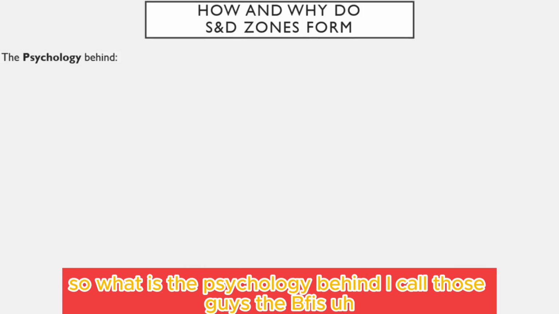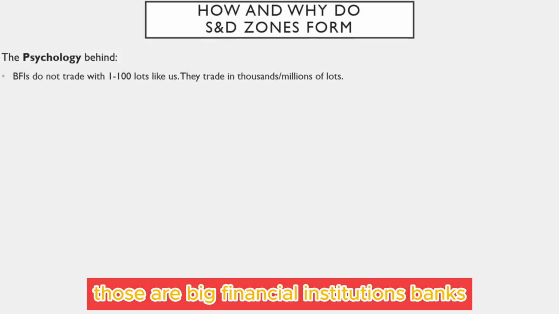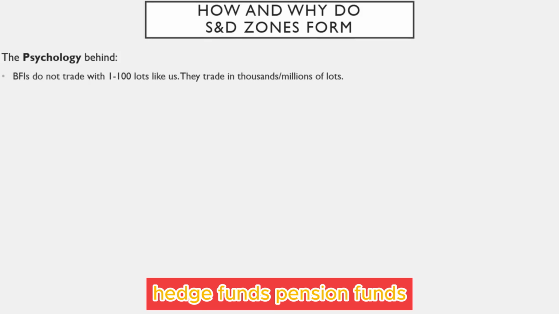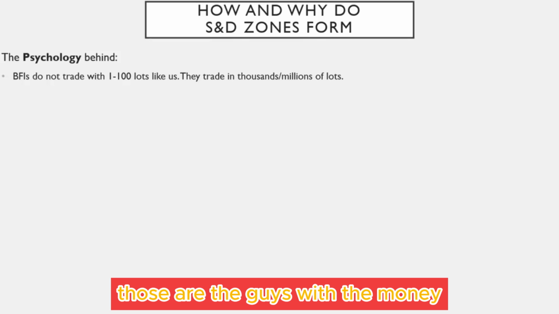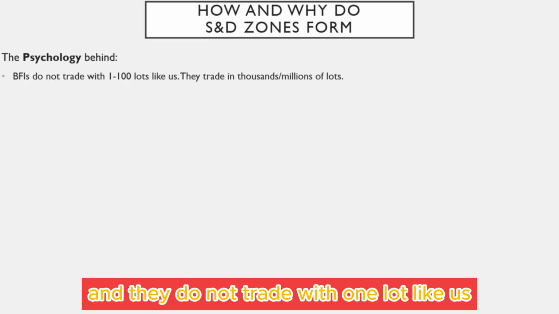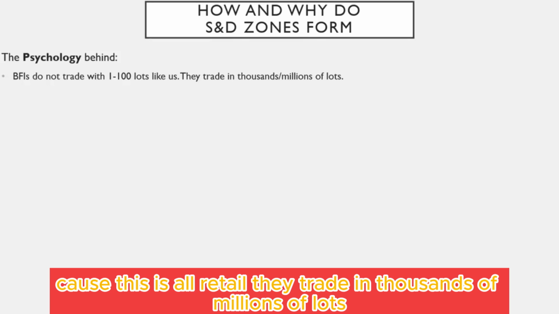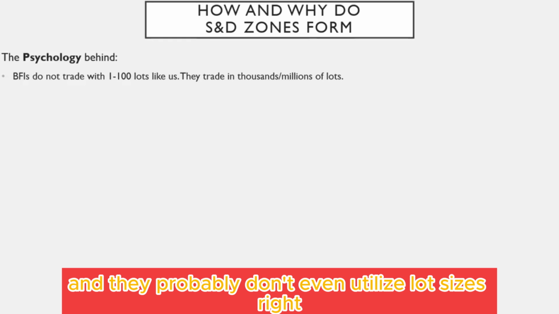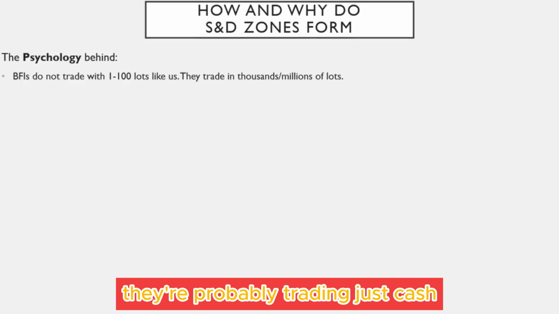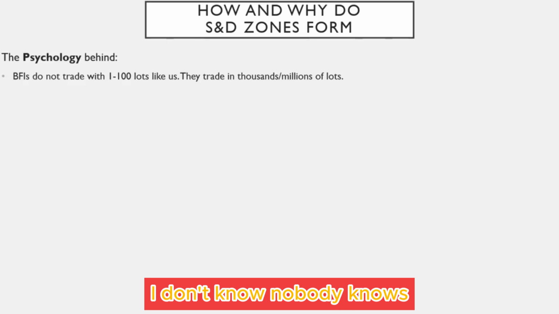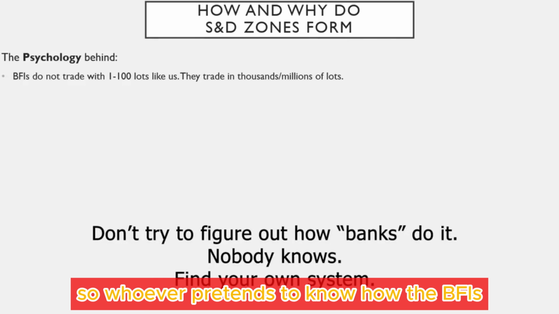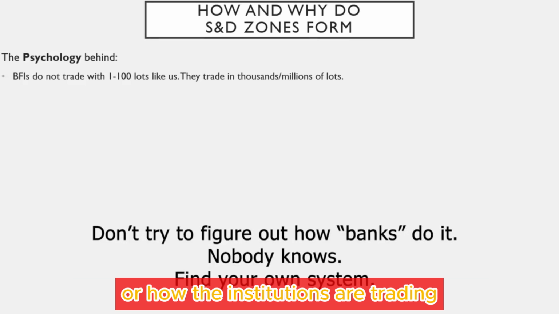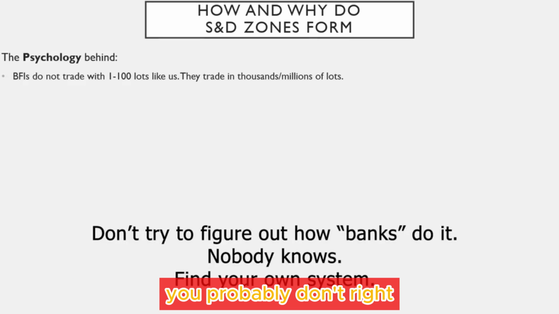I call those guys the BFIs. Those are big financial institutions, banks, hedge funds, pension funds. Those are the guys with the money. And they do not trade with one lot like us, even 100 lots, right? Because this is all retail. They trade in thousands of millions of lots, and they probably don't even utilize lot sizes, right? They're probably trading just cash. I don't know. Nobody knows. So whoever pretends to know how the BFIs or how the institutions are trading, you probably don't, right?